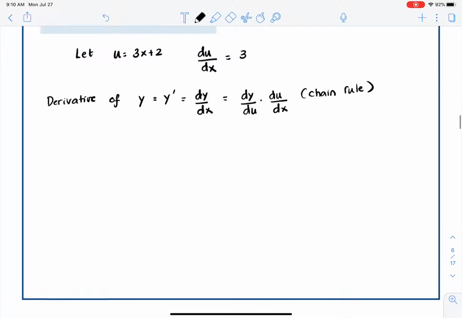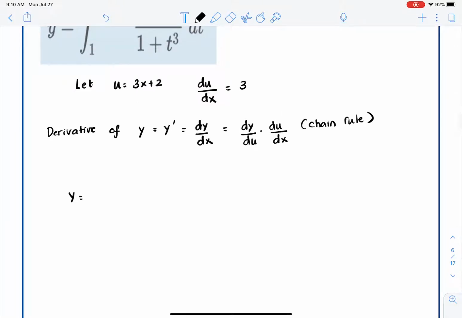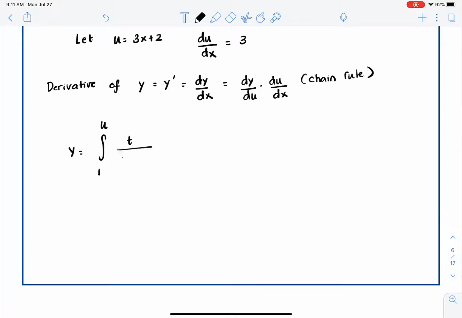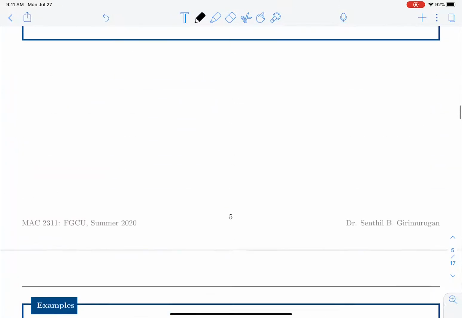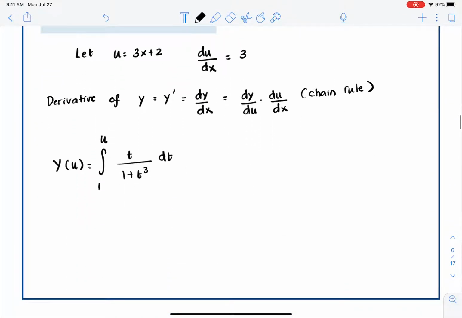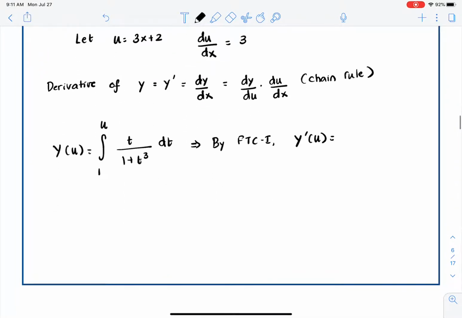So in terms of u, y would be integral 1 to u of t over 1 plus t cubed dt. I could even call it y of u so that you can relate it to the previous problem on how we replace the u. So this would mean by FTC1, y prime of u would be equal to u over 1 plus u cubed.